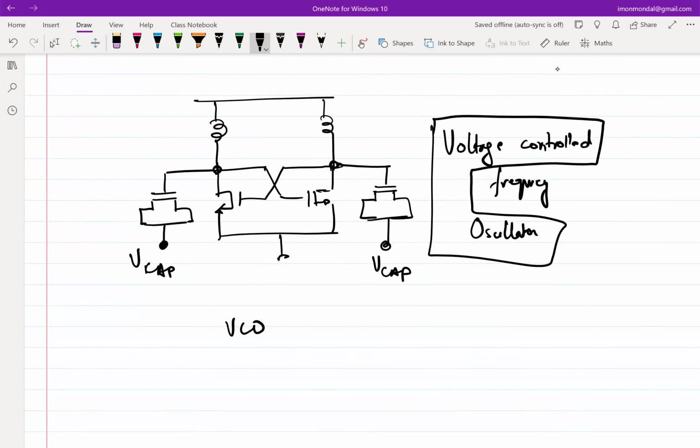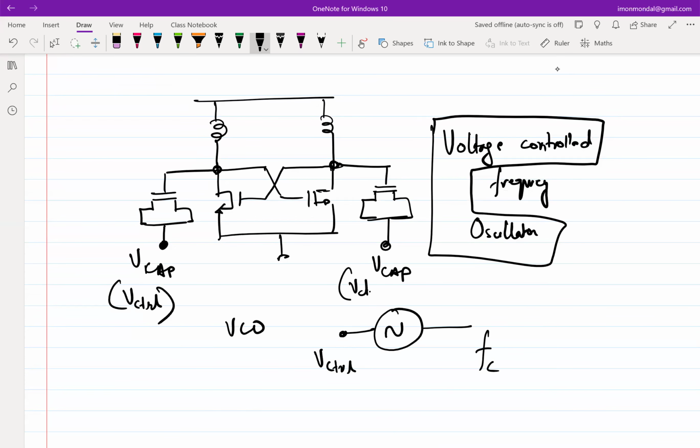And this entire thing is replaced with a symbol which looks like this, where here we call this V control. And at the output, you have oscillations at some frequency, right? So we call it some, maybe FC in this case. So this VCAP is the V control. And the output you get some waveform of frequency FC.